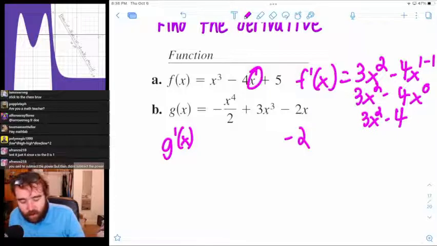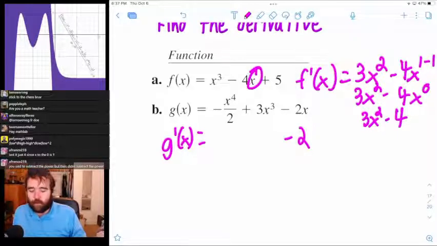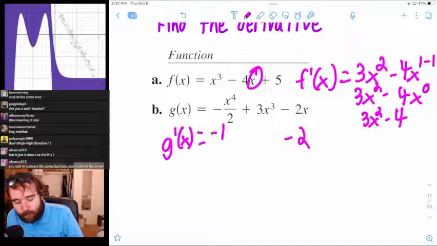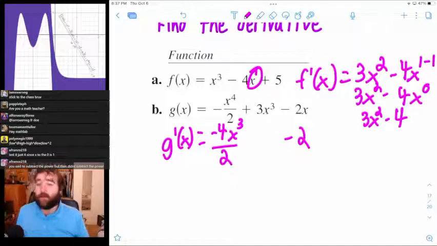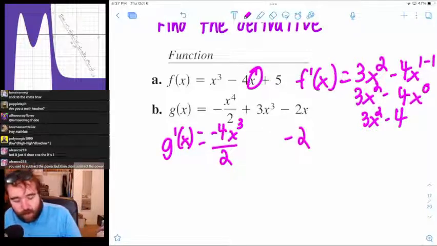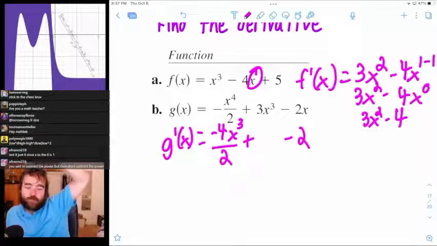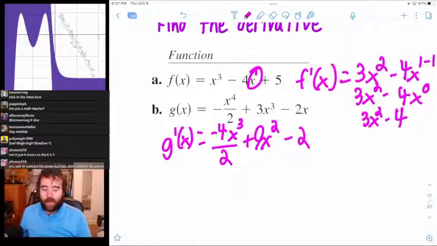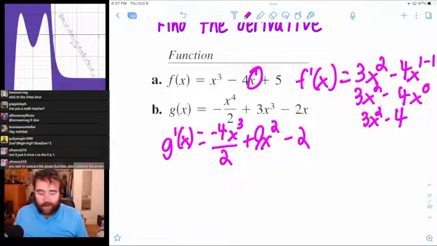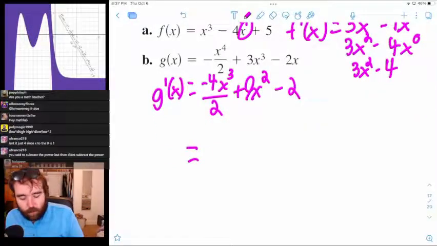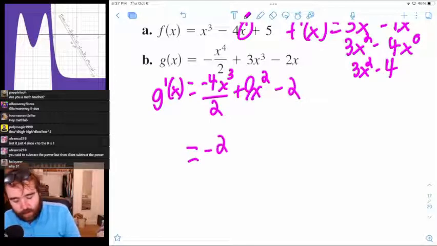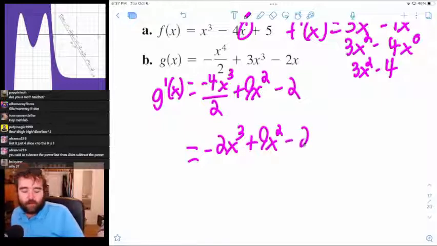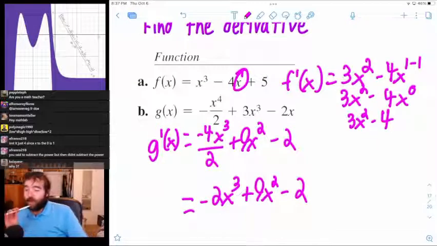We take the derivative of negative x to the fourth over 2. Well, the 4 moves to the front. Power decreases by 1. But the negative and the over 2 stay. And then the next power rule, bring the 3 to the front. 3 times 3 is 9. So 9x, decrease the power by 1, x squared. And then lastly, you just have to cancel. So negative 4 over 2 is negative 2. x cubed plus 9x squared minus 2. And that is our derivative.